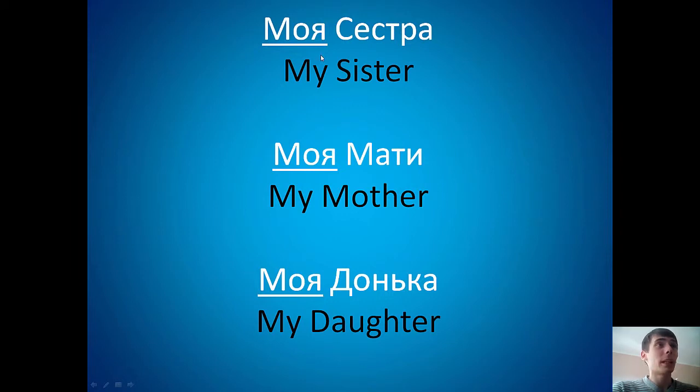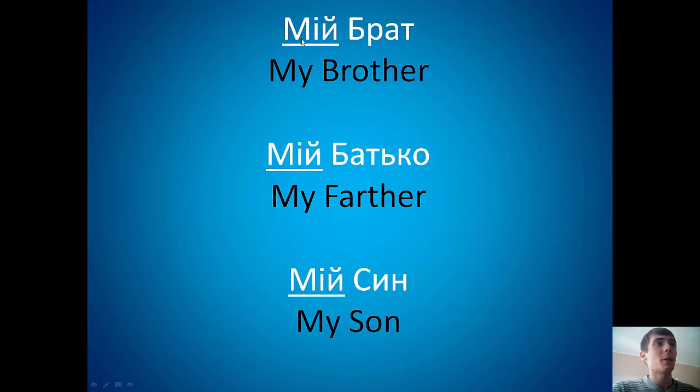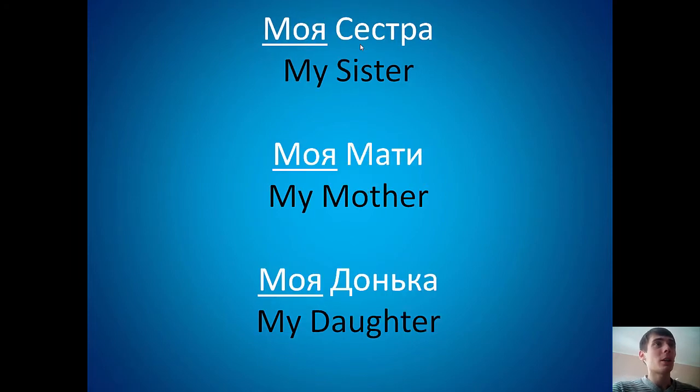Next, when our noun is also singular, but feminine, referring to a woman or to a girl, we are going to change the ending of my in Ukrainian language, and it's going to be моя сестра, моя мати, моя донька. Try to remember, it's very, very useful. So when you have a feminine noun, you have моя, and when you have a masculine noun, you have мій: мій when referring to a masculine noun, and моя when referring to a feminine noun.